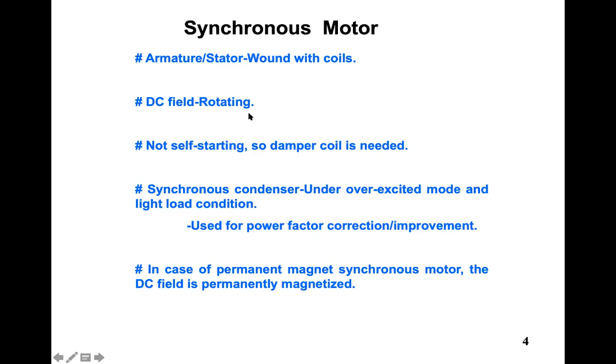It is rotating, and it is not self-starting, so a damper coil is needed. I am coming to that point. And then I said, in case of permanent magnet synchronous motor, the DC field is permanently magnetized. Same situation as the synchronous generator. And then I just said, a synchronous condenser under overexcited mode and light load condition works as a capacitor. That's why it can be used for power factor correction or improvement.